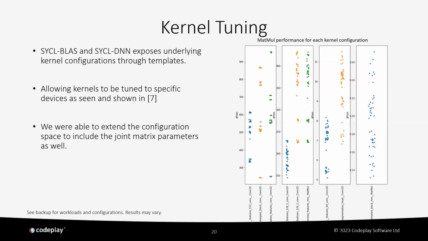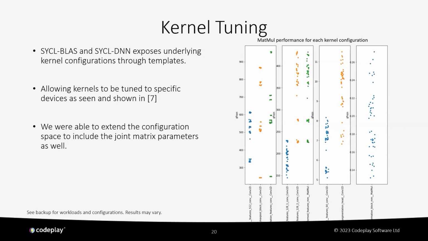So now I'll speak a bit about the kernel tuning process. SYCL exposes various kernel parameters through templates such as bank conflict avoidance, cache line size, and tile widths and heights. This allows us to evaluate the performance of the kernels across devices for different parameter configurations and to find the best results. Additionally, we extended previous work to expose the joint matrix parameters as well. On this graph, we show the performance of the different parameter configurations for differently sized matmul operations in the model. The matmul sizes go from largest on the left to the smallest on the right. Each point is a configuration that was tested for each matmul size and the resulting GFLOPS. So higher is better.